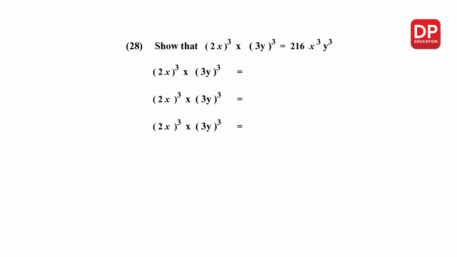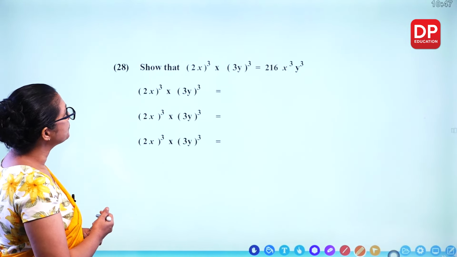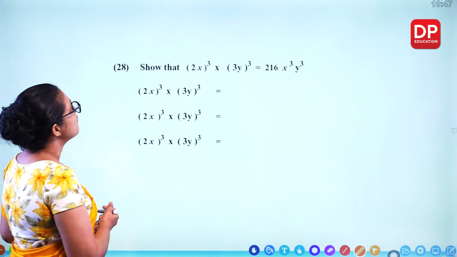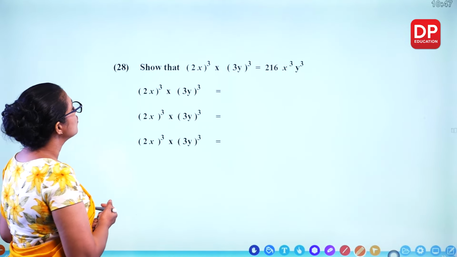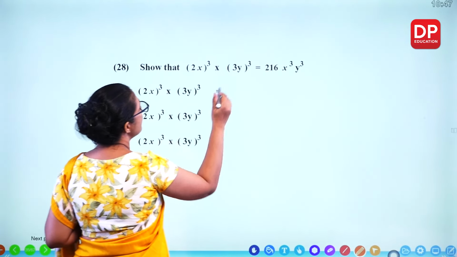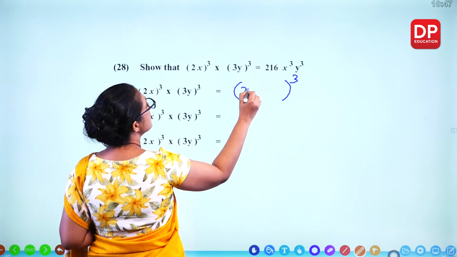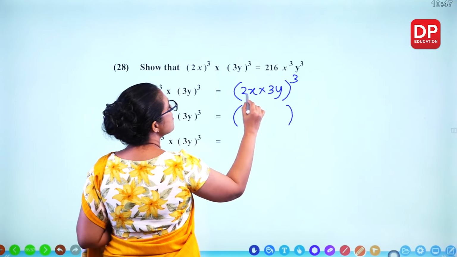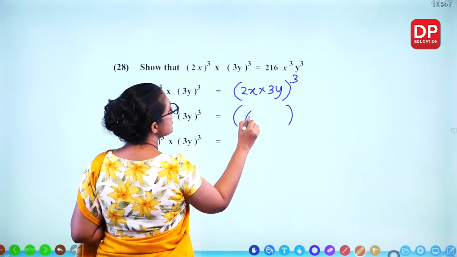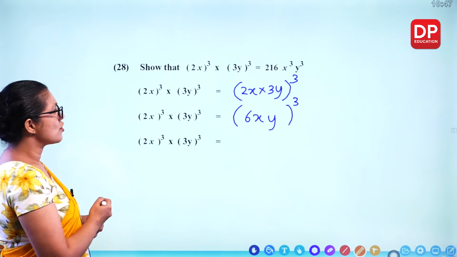Show that 2x to the power 3 and 3y to the power 3 is 216, x to the power 3 and y to the power 3. So, what you do? You can take the left hand side and simplify and you show the right hand side. So, 2x to the power 3 and this one I can write as power 3, 2x and 3y. Then again I can write 2 times 3, 6x, y to the power 3. Multiplication of 2 and 3.